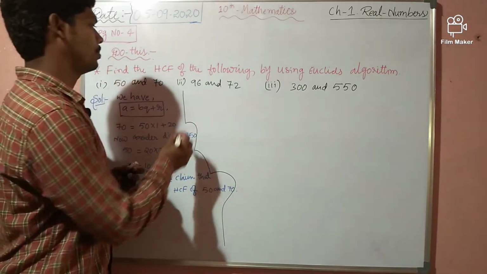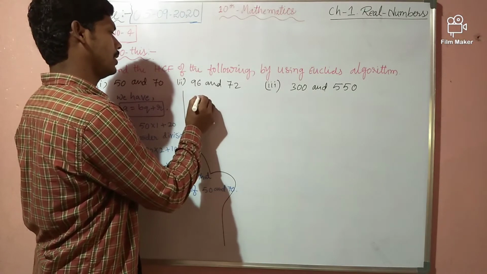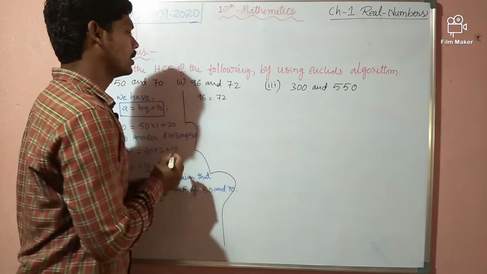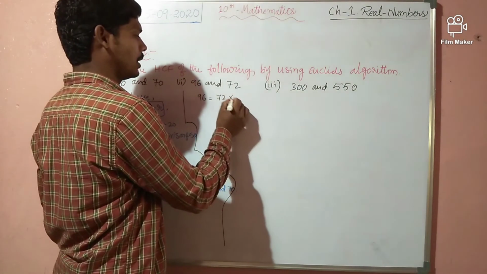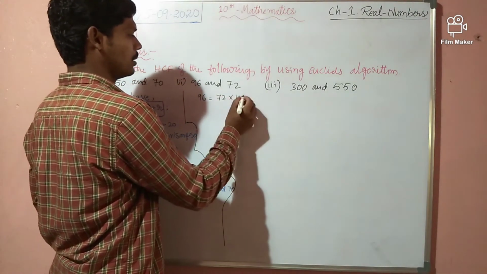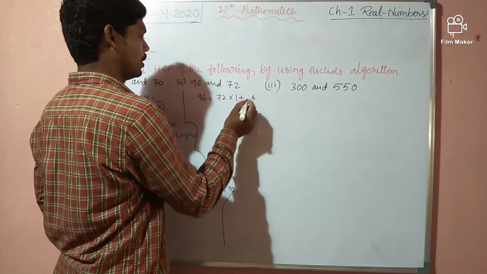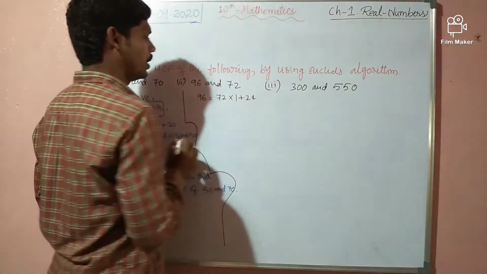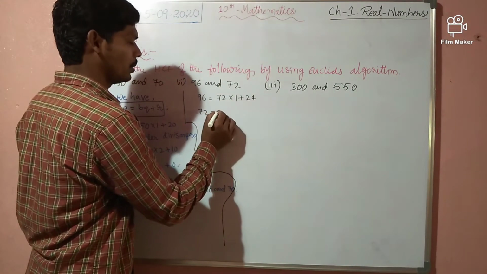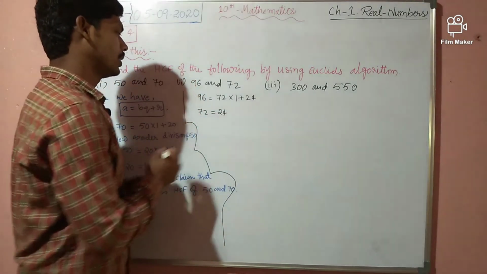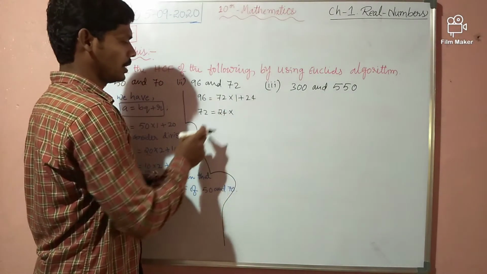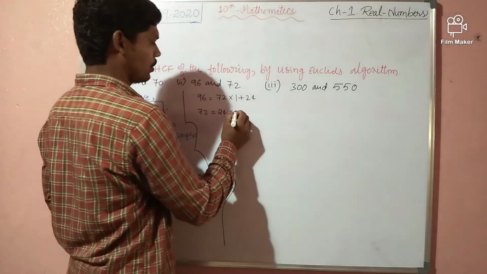Now the next, second problem. Here the greater number is 96, so write 96 here. Do the division by 72, the smaller number. 96 divided by 72 goes only one time. 96 minus 72 is 24. Now the divisor is 72, and we divide 72 by the remainder 24. 24 into 3 times: 3 fours are 12, 3 twenties are 60. So it goes 3 times.